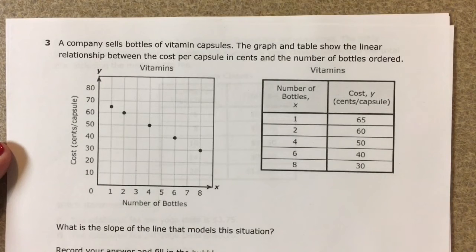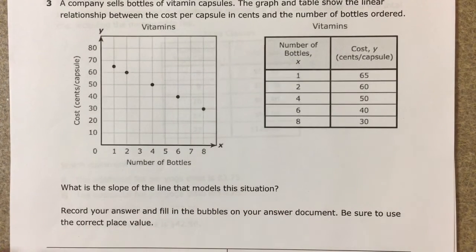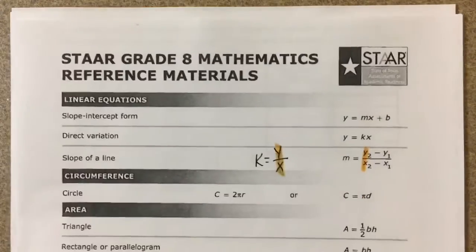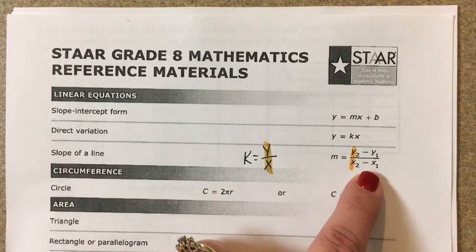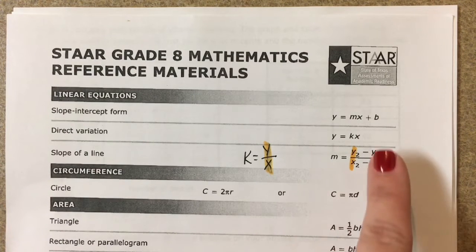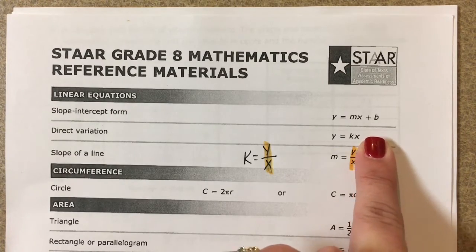Number 3, a company sells bottles of vitamin capsules. The graph and table show the linear relationship between the cost per capsule in cents and the number of bottles ordered. What is the slope of the line that models the situation? Okay, all we're trying to do is find slope. On our reference material, to find the slope of the line, we have this formula, which I know kind of confuses you, but just kind of remember that the y is going to come on top of the x.